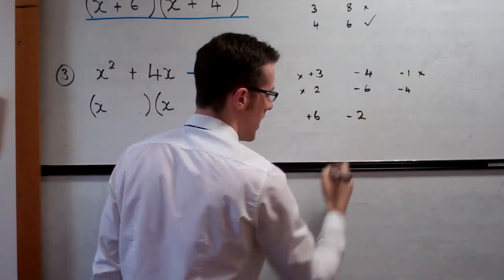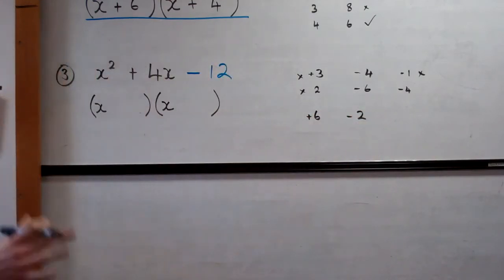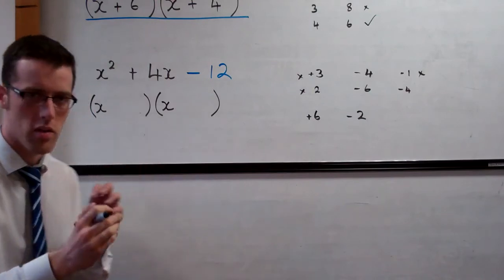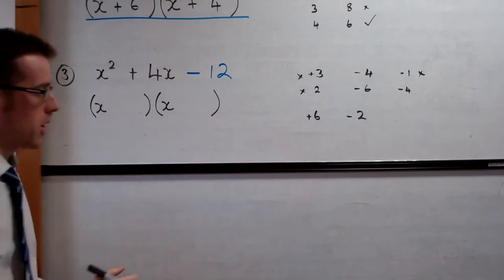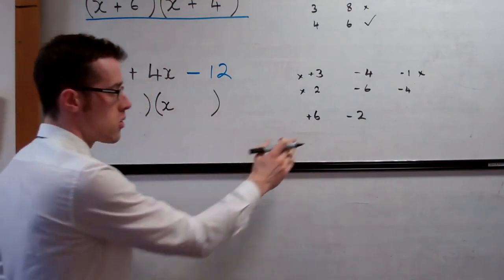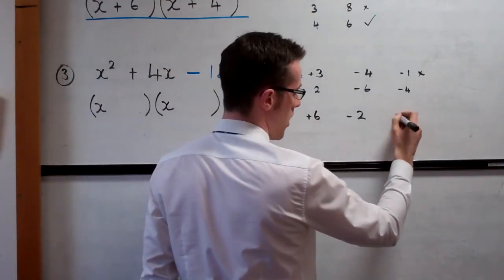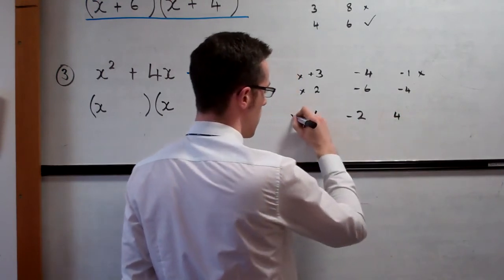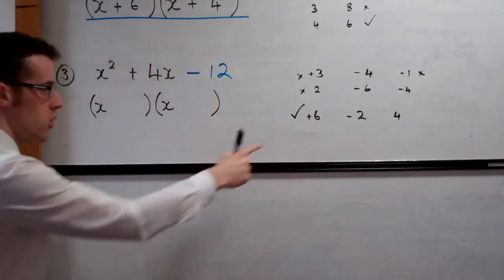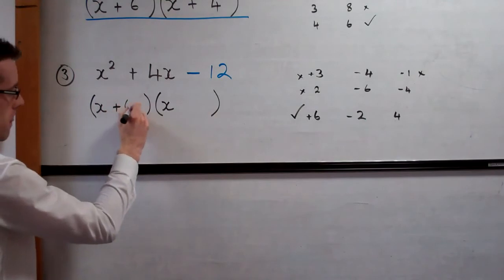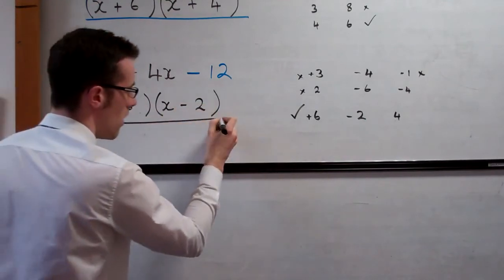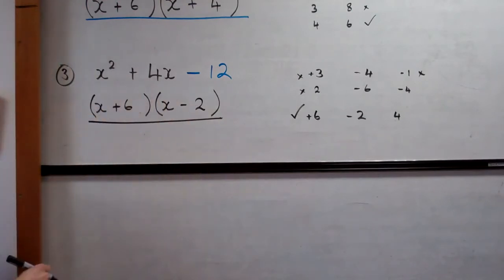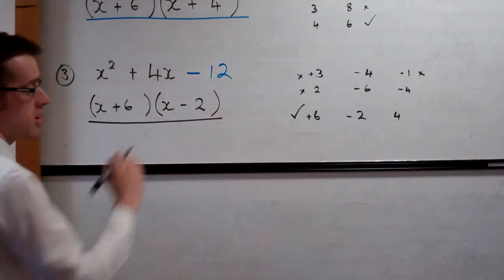6 and negative 2, now remember this is like a little puzzle, so you're looking at all the factor pairs and you're trying to figure out which one adds to give me 4, the middle term here. So we've got positive 6 and negative 2. That adds to give me 4, so that one works. So all I need to do is put this positive 6 here, put the negative 2 there. And that's it done. And that should then multiply back out again to give me this expression.